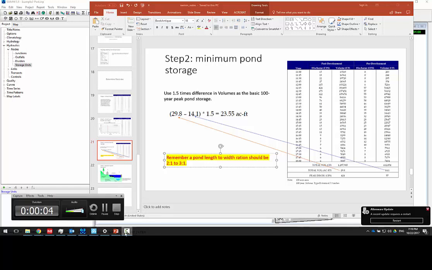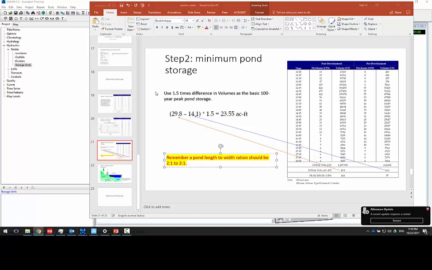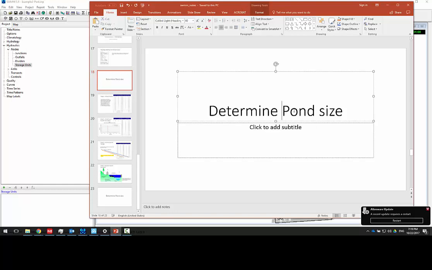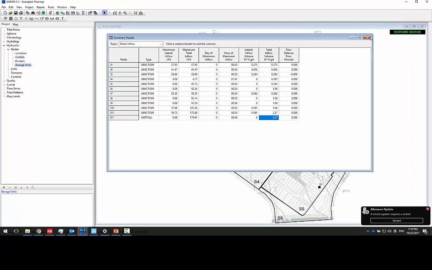I want to talk about pond, detention pond, and how to decide the size of the pond. All right, so this is just an example.